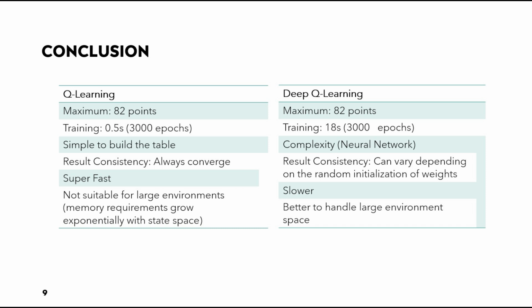Deep Q-learning is slower and more complex due to the neural network, but it is better suited for handling large environments and continuous space. Its performance can vary due to random initialization of weights, but it offers a robust approach for more complex problems.